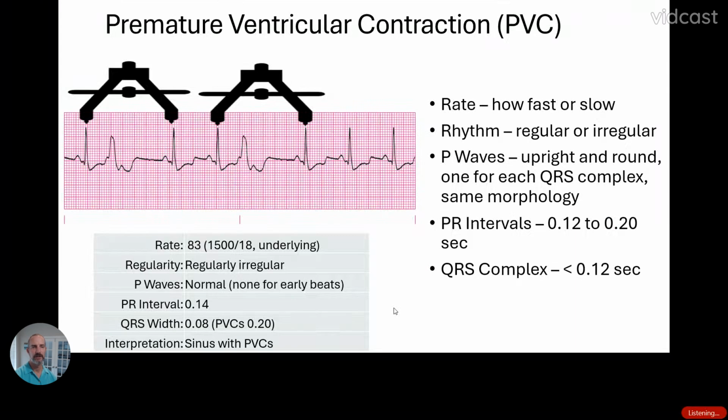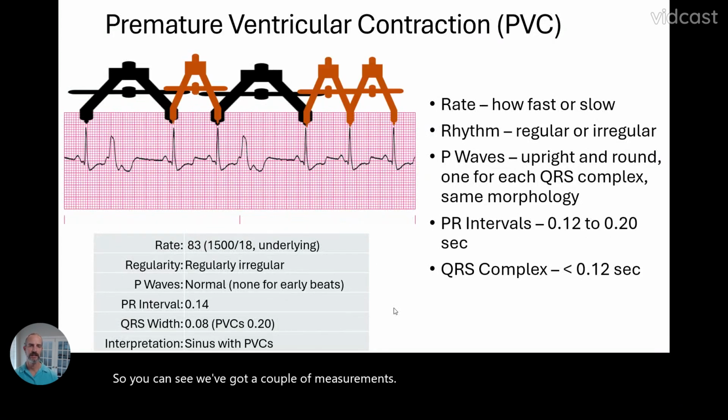All right, so let's go through our 5 rules and measure our rate and regularity. So you can see we've got a couple of measurements so far that are identical, and then we have 3 more that are identical. So it looks like we have an underlying rhythm that is sinus, right? So we see these upright P waves with identical morphology going across. And then it looks like the reason that we have these wide measurements here is because of this premature ventricular contraction. All right, so let's do some more measurements.